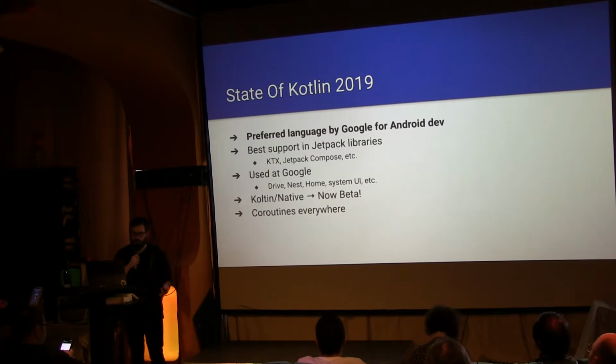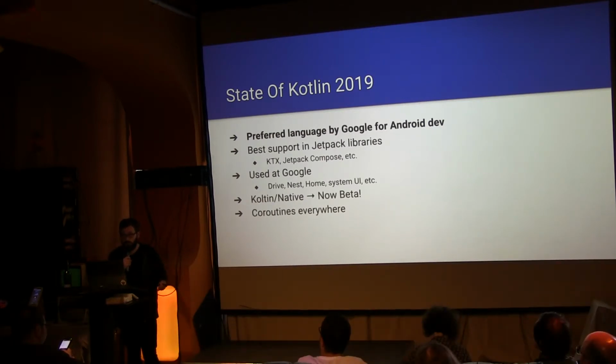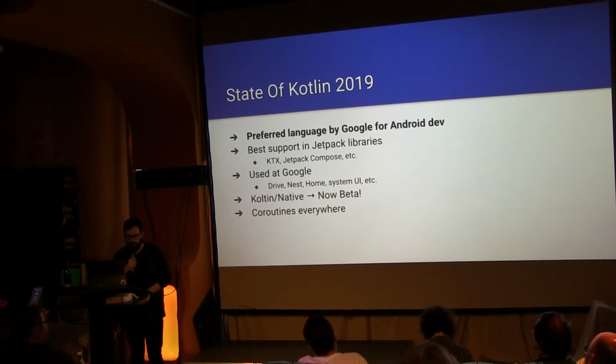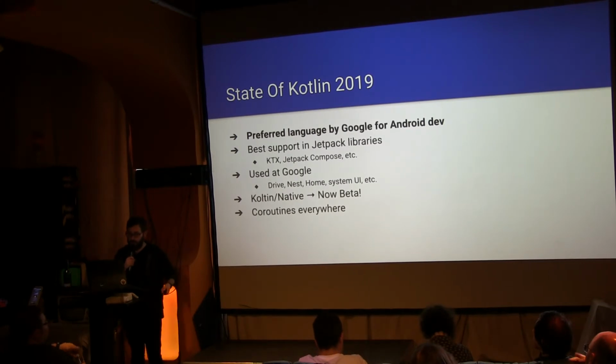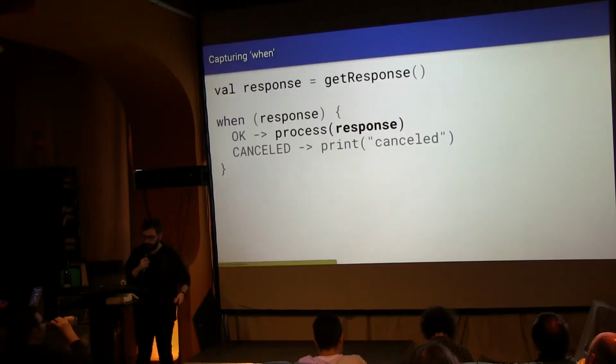They have the best support in the Jetpack libraries, which are offered in Kotlin, with all the KTX extensions. And of course, the new Compose API, which is only available in Kotlin. Kotlin is used more and more internally in Google also. They use it in apps like Drive, Home, Google Home, and also the system UI. Kotlin/Native is now in beta, and coroutines are supported pretty much everywhere. So there's no excuse for not using Kotlin.